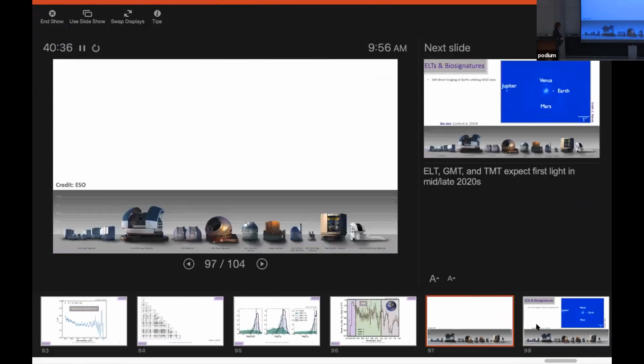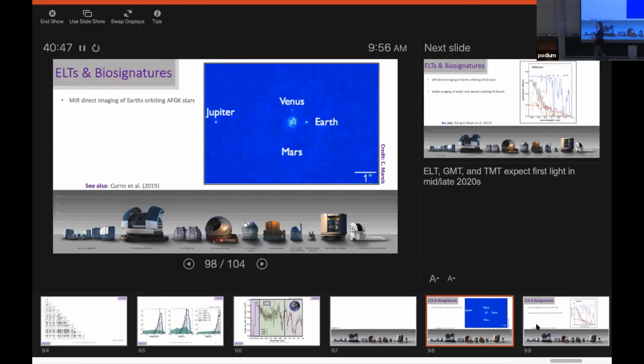And talk quickly about ground-based observations. So the ELT is going to be coming online in the mid-2020s. This is the ELT itself, the 30-meter telescope and the Giant Magellan telescope. And so all kinds of things are going to be possible, potentially with these, depending on their instrumentation, starting in the mid-2020s and on. They could be doing thermal infrared imaging of Earth around sun-like stars.